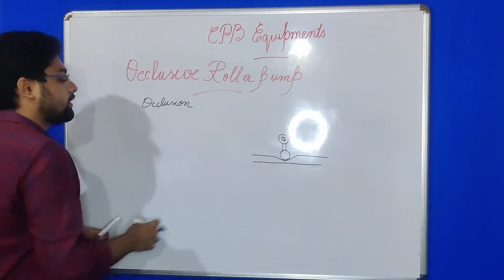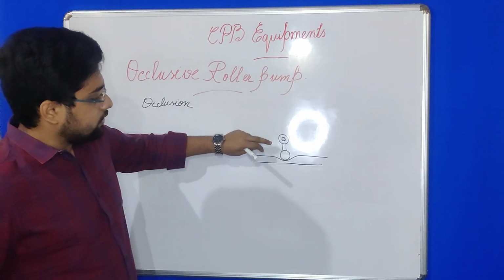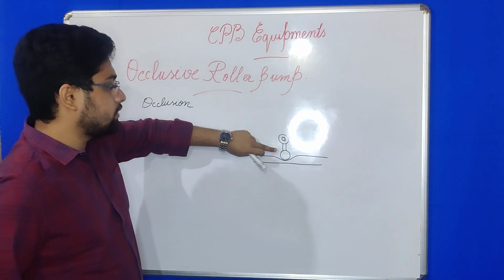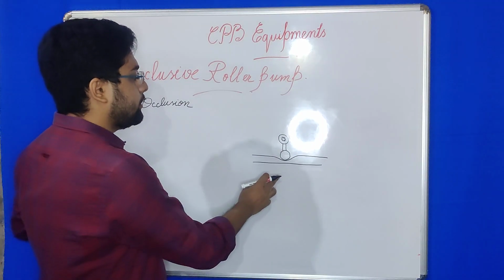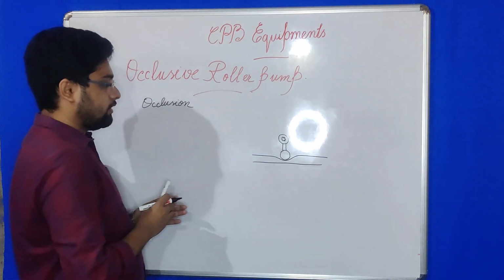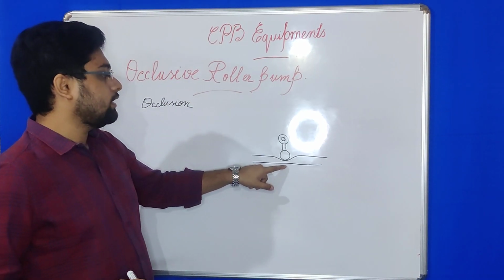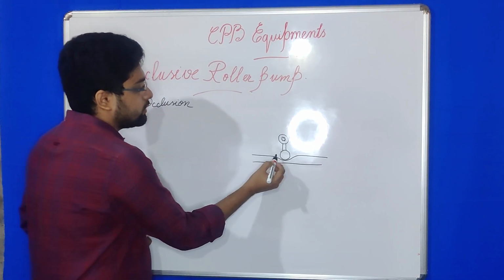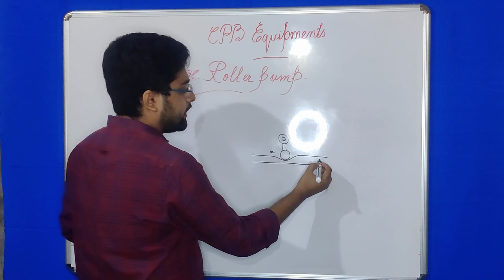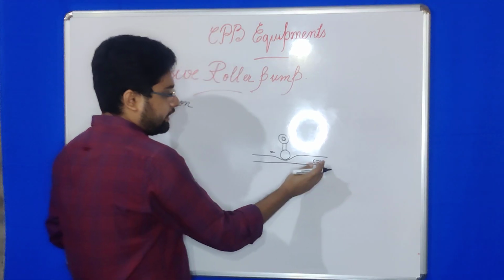So this is one side of the roller. You can easily see what the roller does to the tubing: it occludes the tubing, so that when it moves in this direction, it can create a negative pressure on that side.